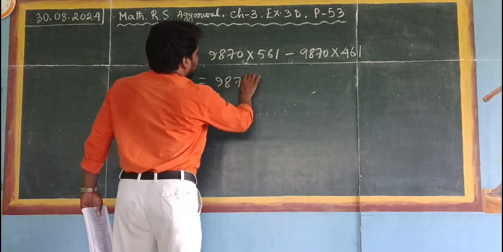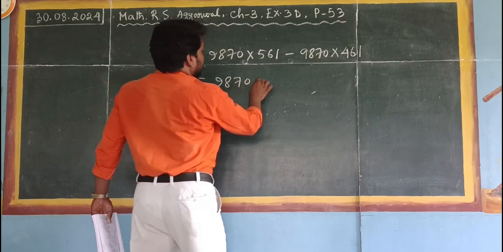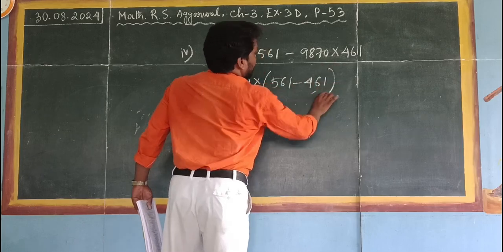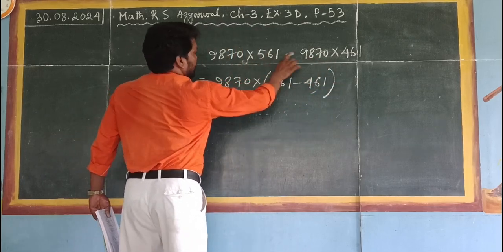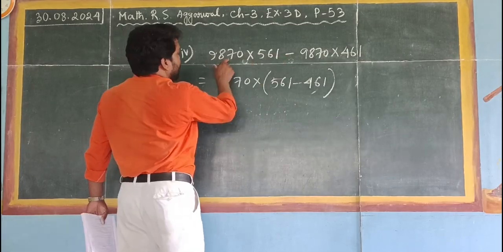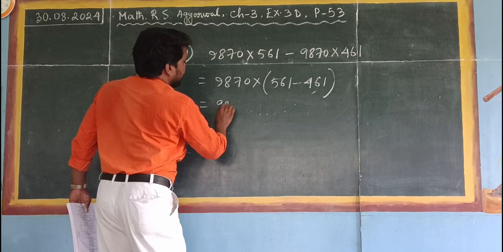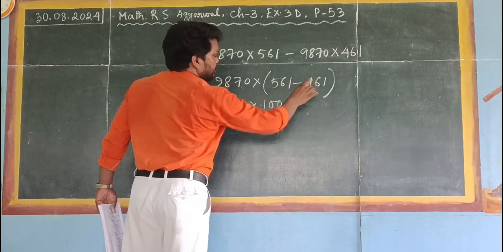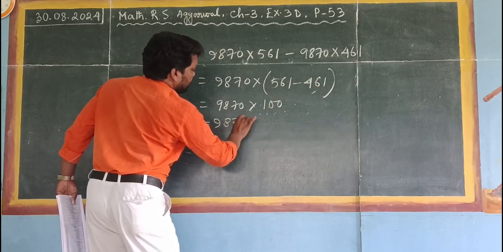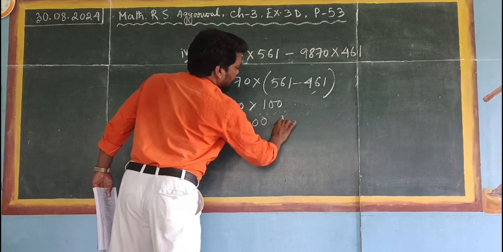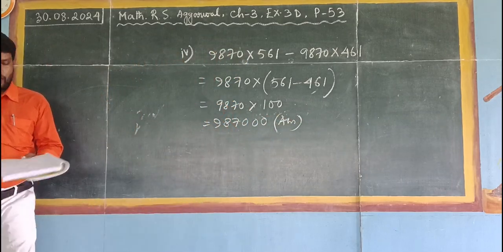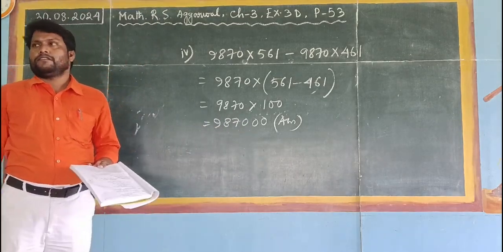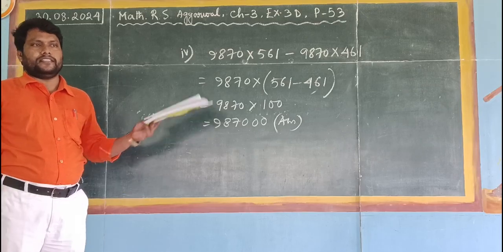So 9870 will be common. Within the bracket, 561 minus 461. Now 9870 into 100, since 561 minus 461 is 100. Then 9870, how many zeros? 2 zeros. This is the answer. All the problems of question number 3 are just like that. Copy these into your copy.